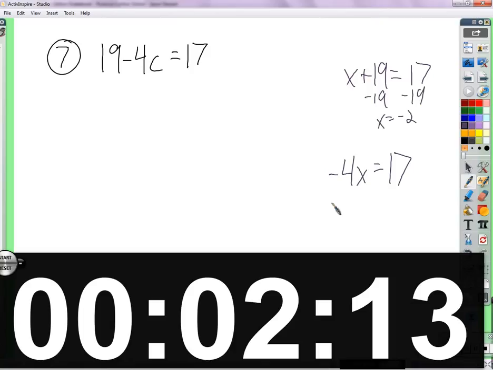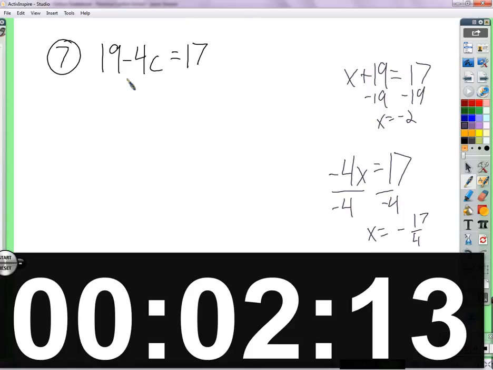And how would we solve this equation? Divide by negative 4 on each side, and x is negative 17 over 4. Okay? But here we have both of those things. You can see that since there's a plus 19 and a negative 4 times c, the subtracting 19 and the dividing by negative 4 are going to come about somewhere in this problem. So what would you suggest we do first?